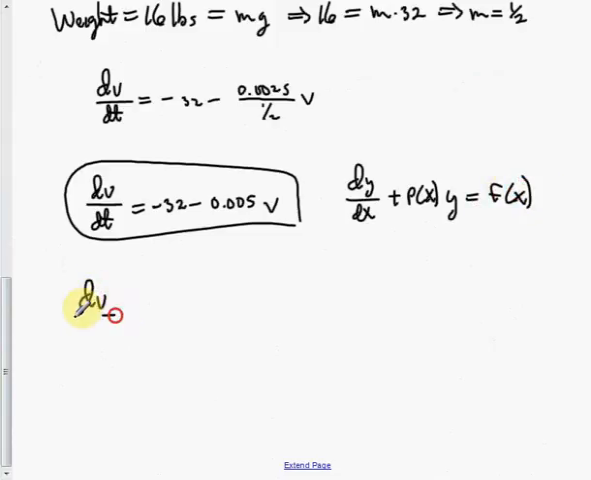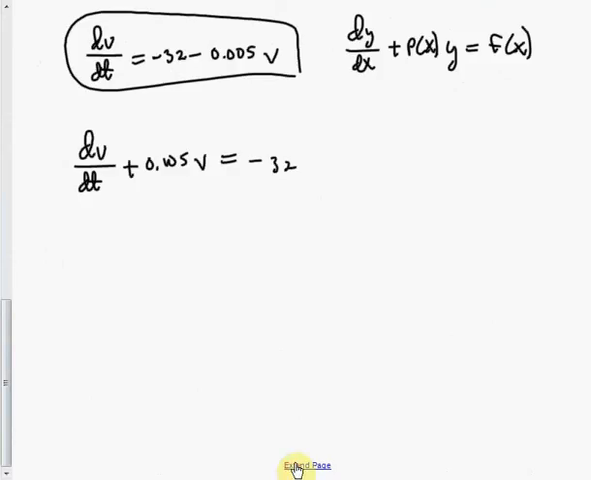So this is dv over dt plus 0.005 v is equal to negative 32. Right. We're solving this to solve for the velocity. Right? I want to get v of t by itself. Once I have v of t by itself, then I can take that equation and integrate that, and I can get s of t, the so-called height equation.